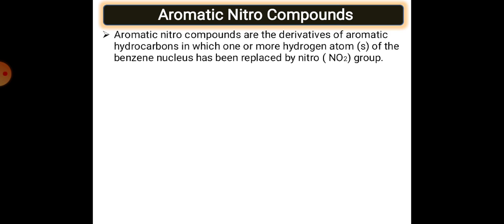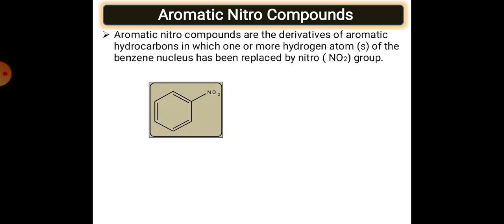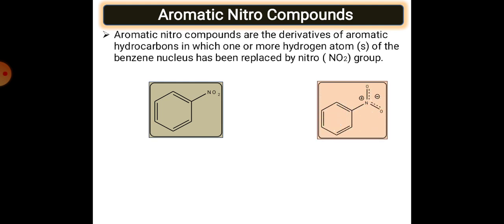Aromatic nitro compounds are derivatives of aromatic hydrocarbons, that is benzene, naphthalene, etc., in which one or more hydrogens are replaced by what? The nitro group. That results in the formation of an aromatic nitro compound or nitroarene. The arene is nothing but the C6H5 derivative or aromatic skeleton. This is the structure of nitrobenzene, where one hydrogen of benzene is replaced by NO2, and this is a delocalized structure or resonance hybrid of nitrobenzene.